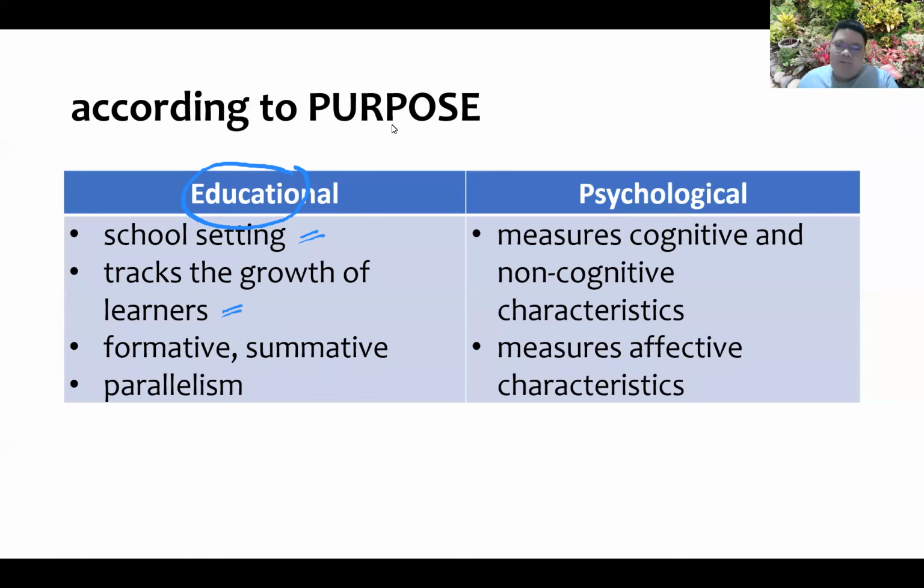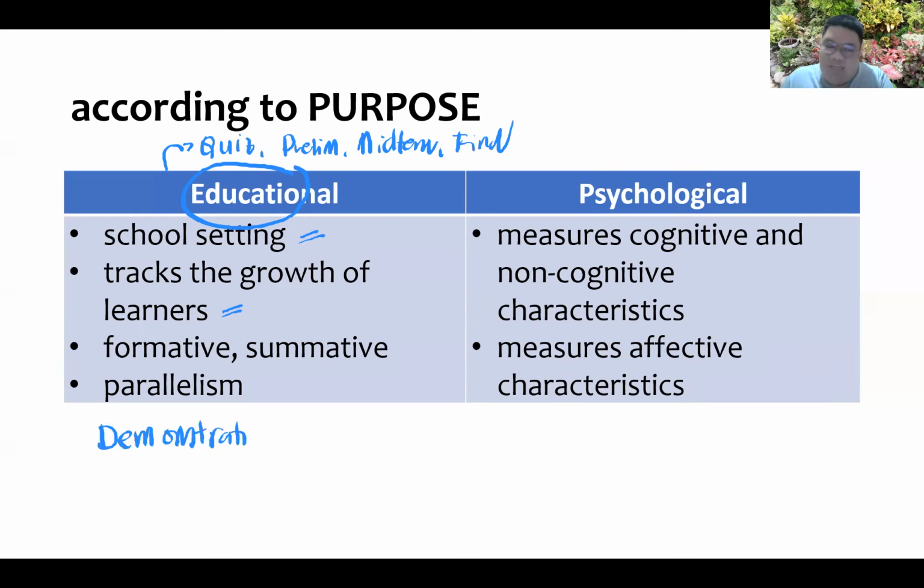When you talk about educational assessment, it would include, for example, quizzes, prelim examinations, midterm examinations, and final examinations. Those are all examples of educational assessment. Or for example, if you will have your demonstration for your PE subject, let's say your dance demonstration, or maybe you would have your sports, your games at the end of the semester, those are referred to as educational assessment.